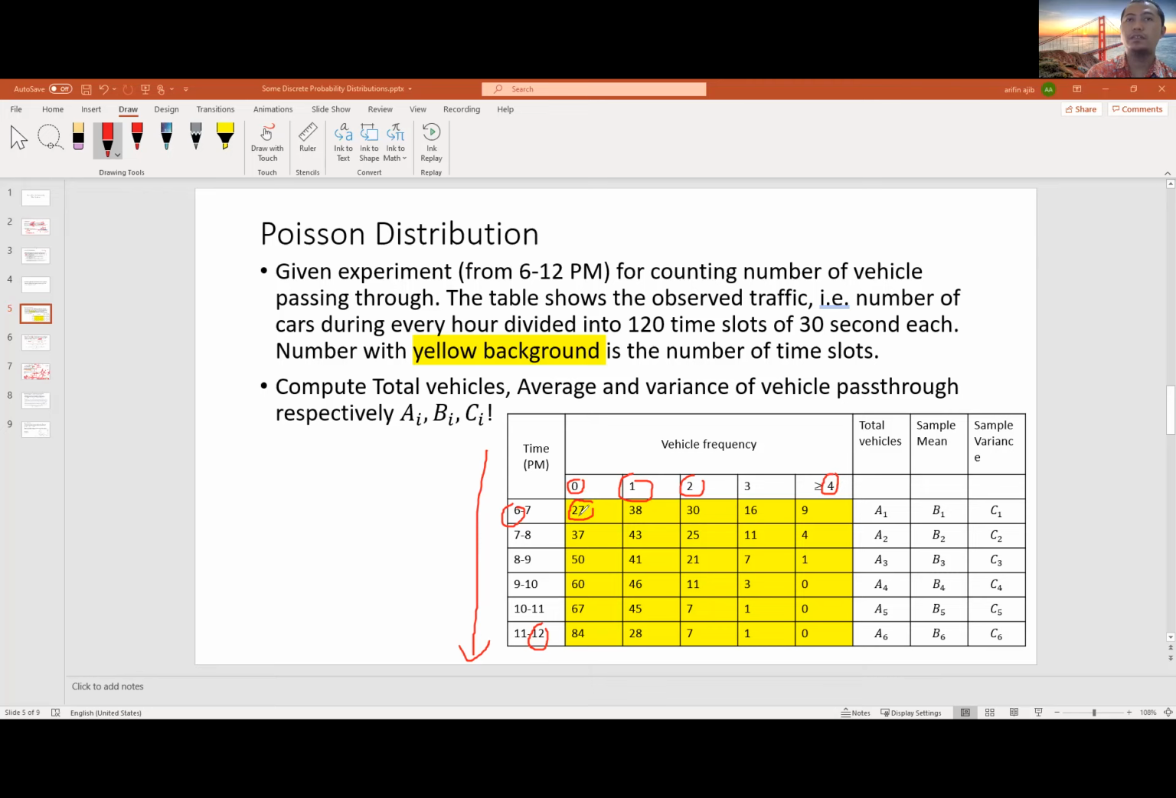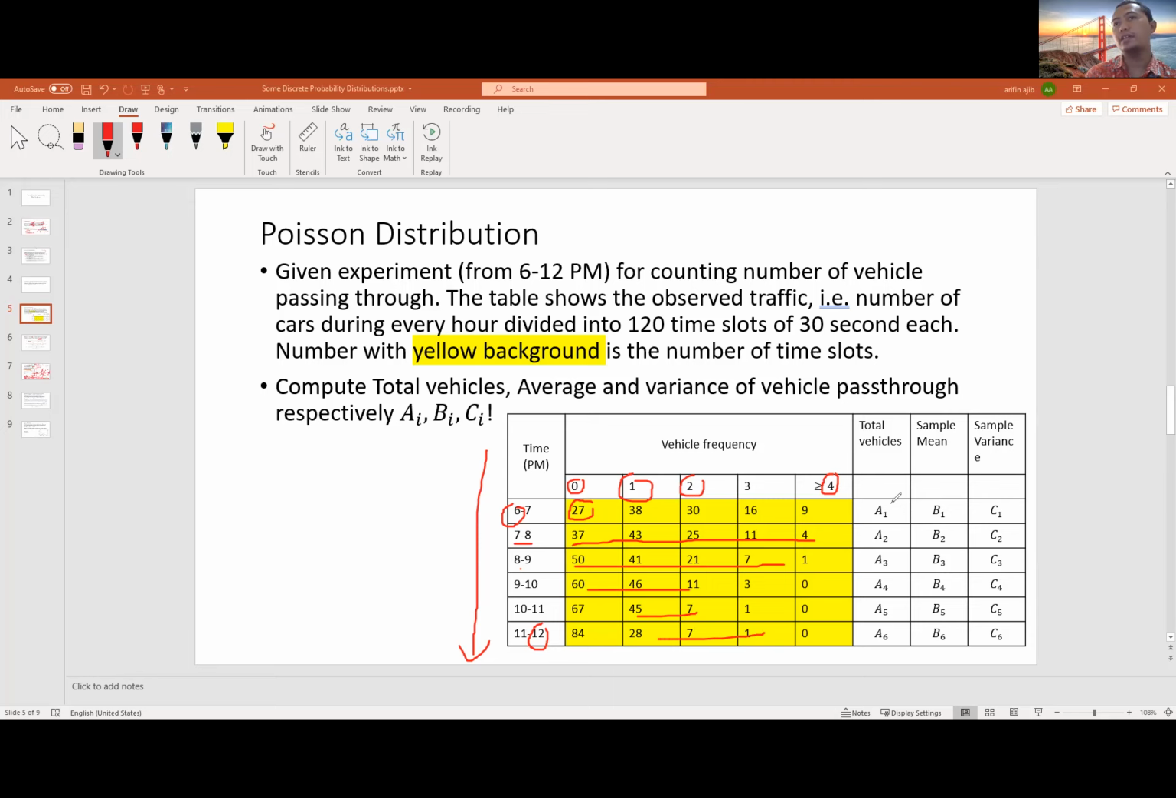This is 27 time slots. That's no vehicle. There are 38 time slots with only one vehicle. 30 slots for 2 vehicles, and so on. For the time between 7 to 8 p.m., this is the result. 8 to 9 p.m., this is the result, and so on.